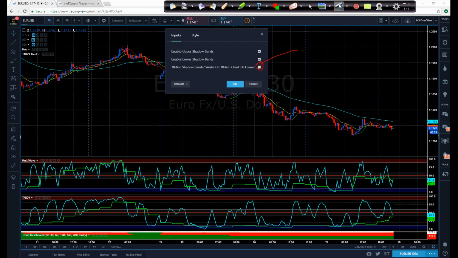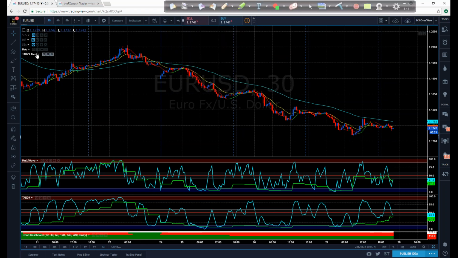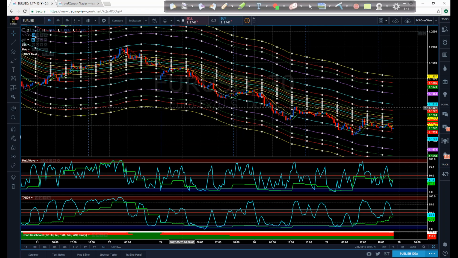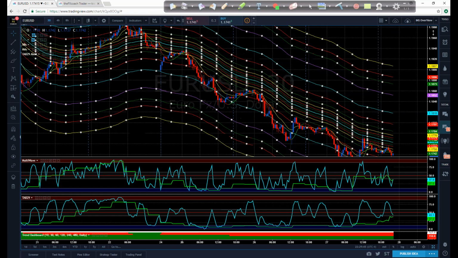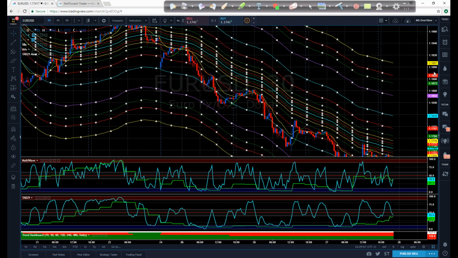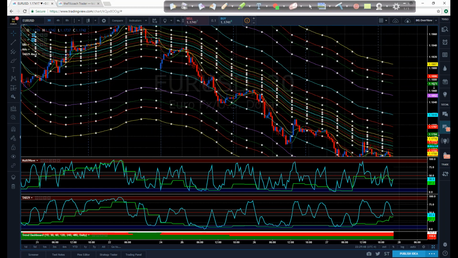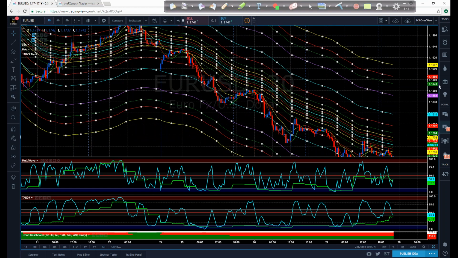The shadow bands themselves, when we put them on the chart, something you will notice compared to Shredder is that they don't force compression on the screen. You can have shadow bands off the screen.